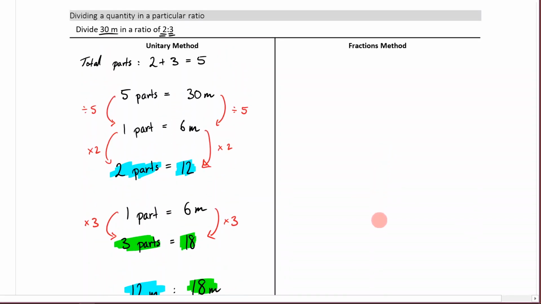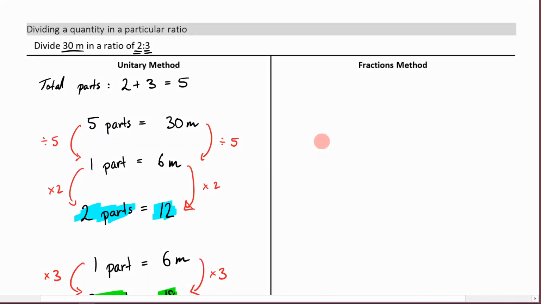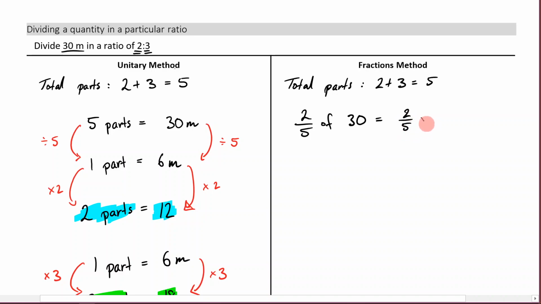Perfect. Let's now go through the other way of answering this question, which is the fractions method. The fractions method starts off in the same way. You find the total number of parts. You do that by adding together 2 and 3, which is 5. Now, if I want to find 2 parts and 3 parts, for this 2 right here, I'm finding 2/5 of 30 meters. And we know that that is the same as 2/5 times 30 on 1.